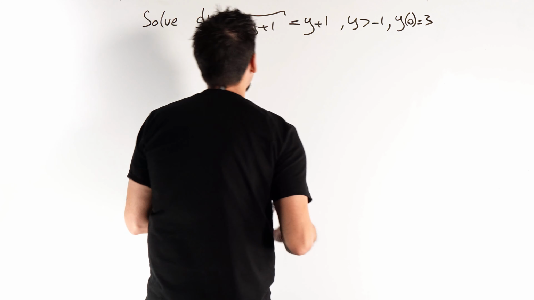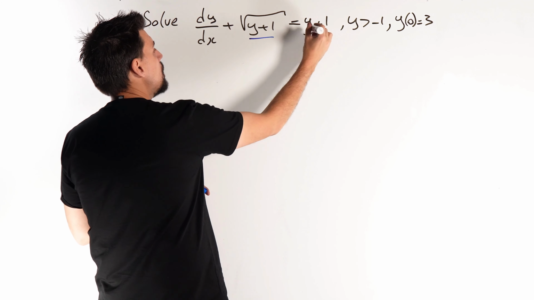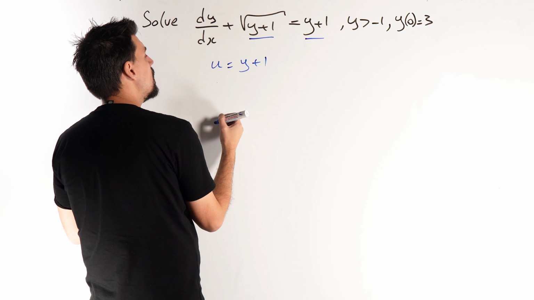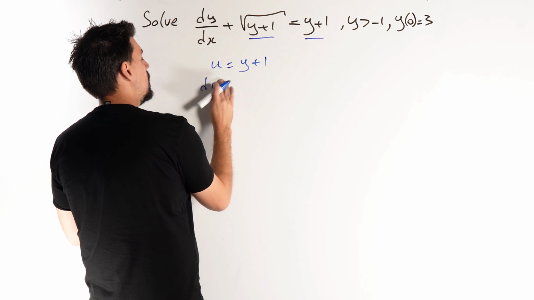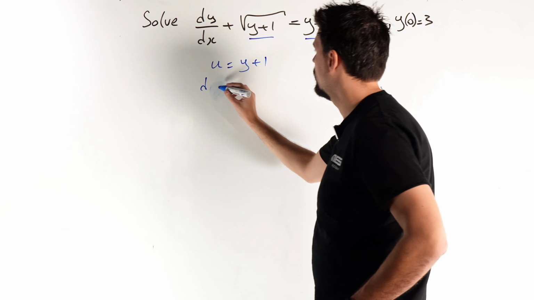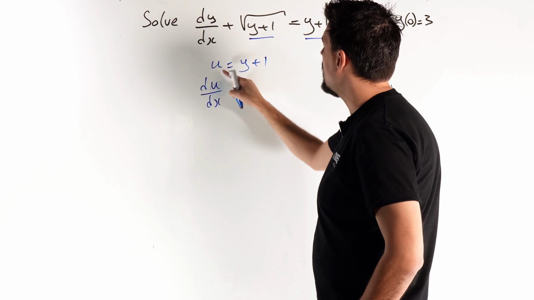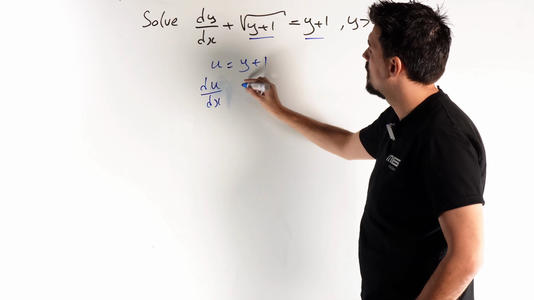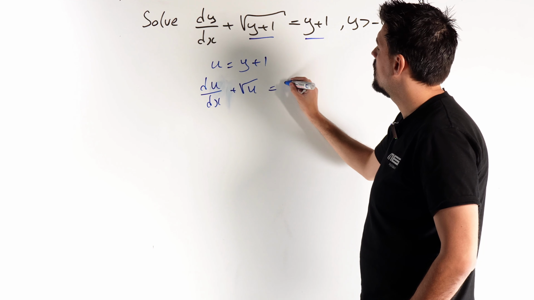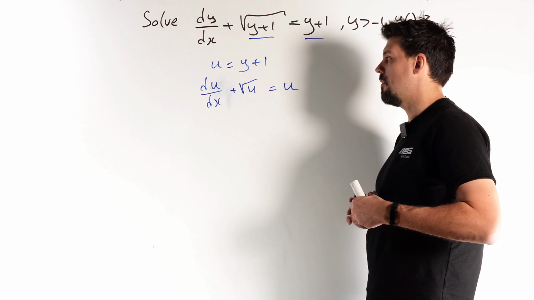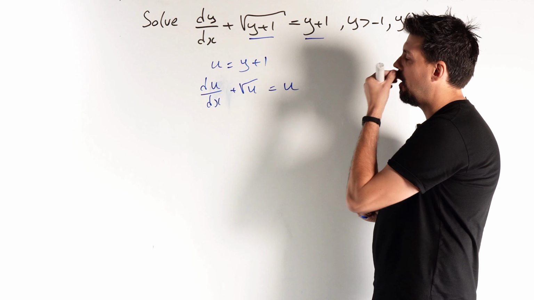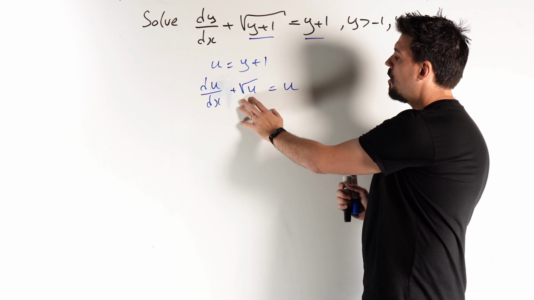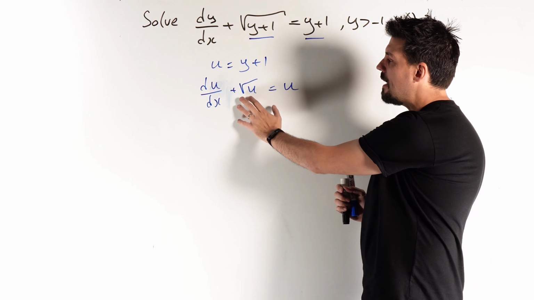Now, one option that we might look at, because we've got this repetition of y plus 1, we could have a go at u is equal to y plus 1, which will give me du/dx is dy/dx, so that's fine, plus square root u is equal to u. And that still does not bring me a whole lot of joy, I won't lie to you. Because I've still got a root u here. That is not fun at all.